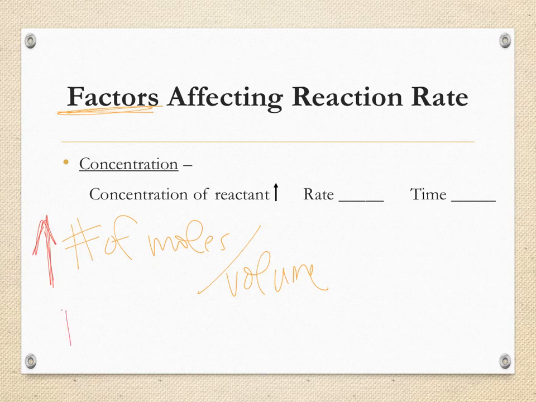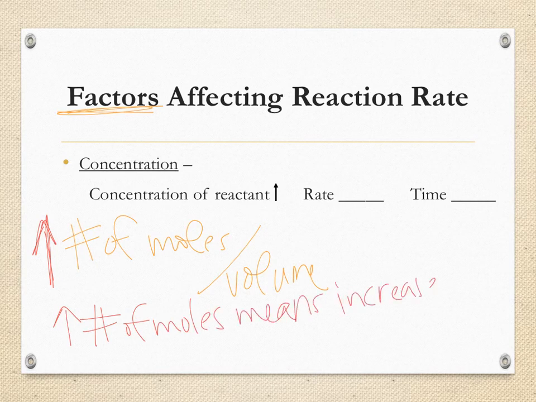So increased number of moles means increased collisions. And the more collisions you have, the more likely those collisions are going to be effective, which means the more likely you are to make products. So increase the concentration, increases the rate. Remember that rate and time are opposites, so if something is going faster, it's taking less time. Increase the concentration, increase the rate, but decrease the time.